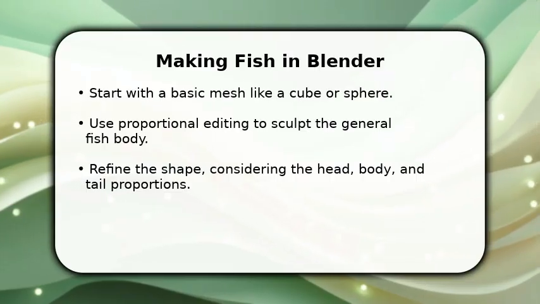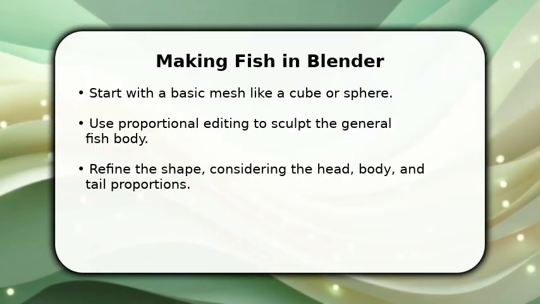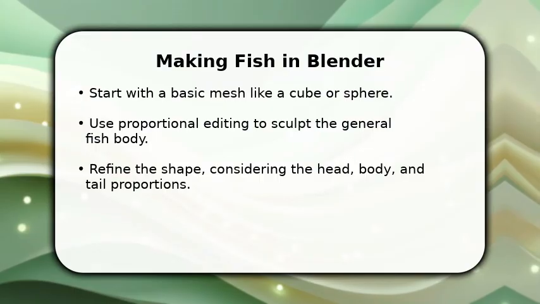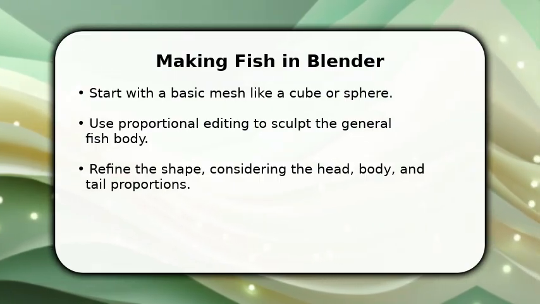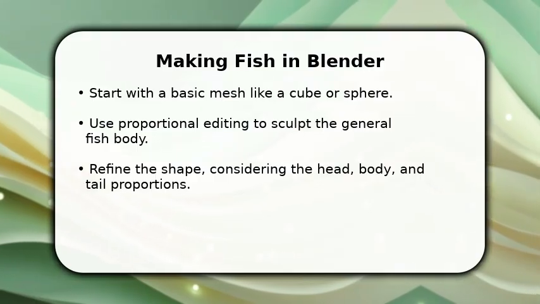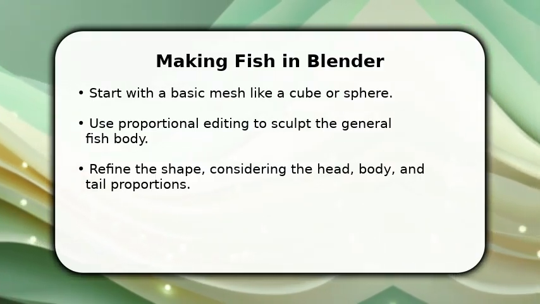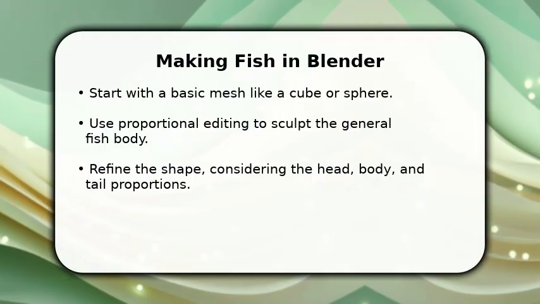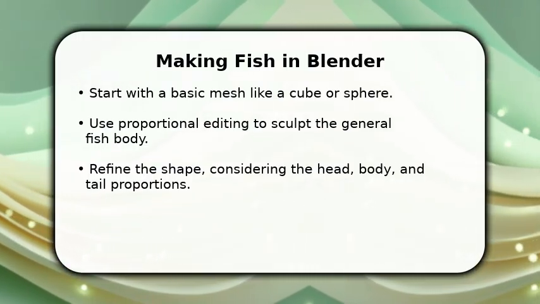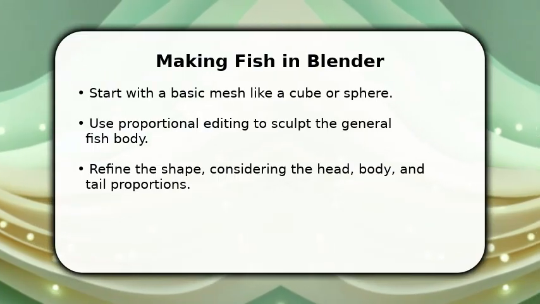In this video, I will show how to make fish in Blender. First, open Blender and add a basic mesh, like a cube. Scale it along the x-axis to create an elongated shape, roughly 3 units long. Then, activate proportional editing and gently pull and push vertices to form the initial fish body. Focus on establishing the main silhouette, ensuring a smooth, natural curve from head to tail.